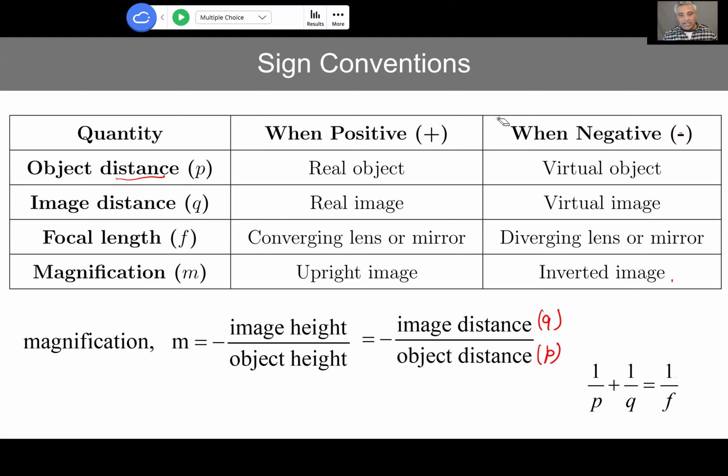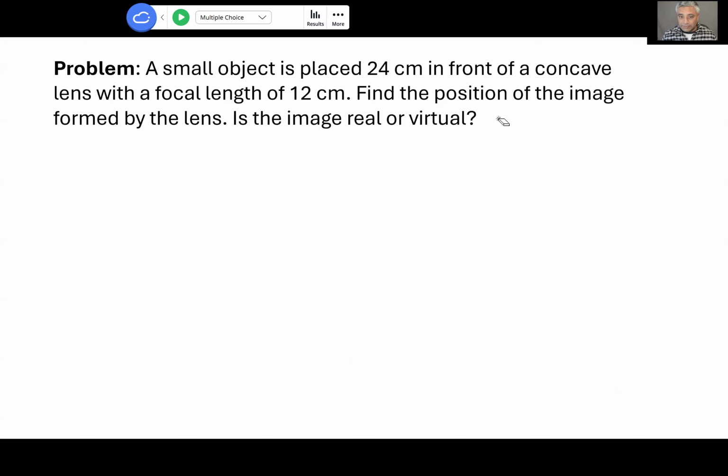And if you think ChatGPT is going to rescue you, most likely not. Even NotebookLM does not always give you the correct result, because it makes mistakes with the sign convention. So the best way to learn is right here.